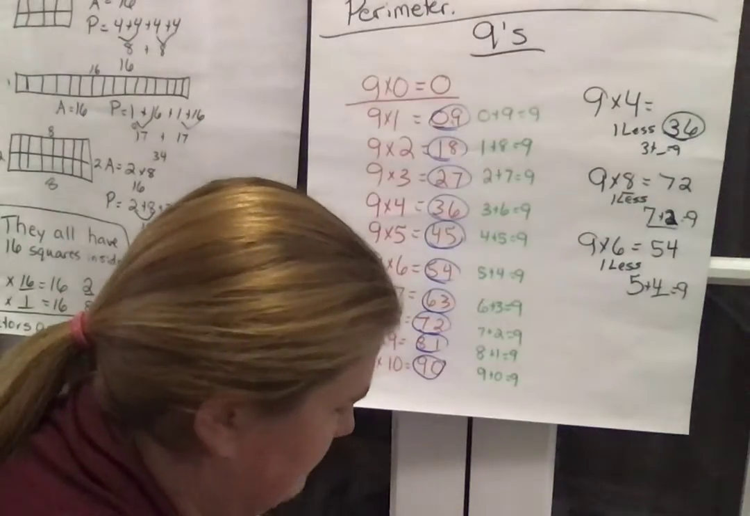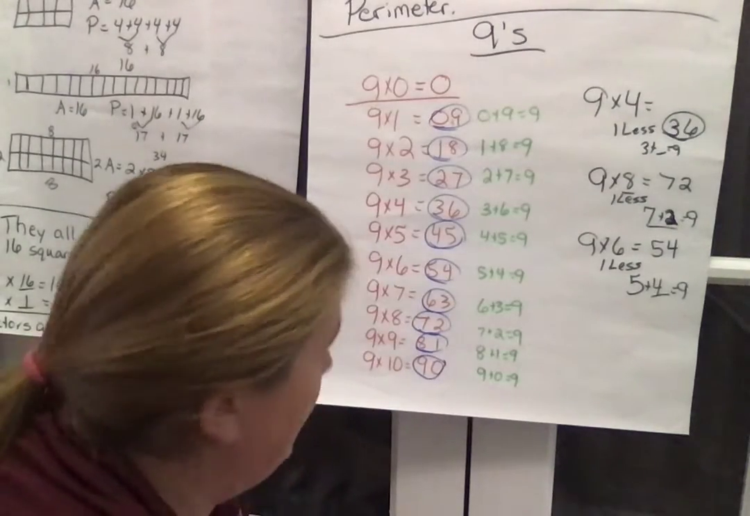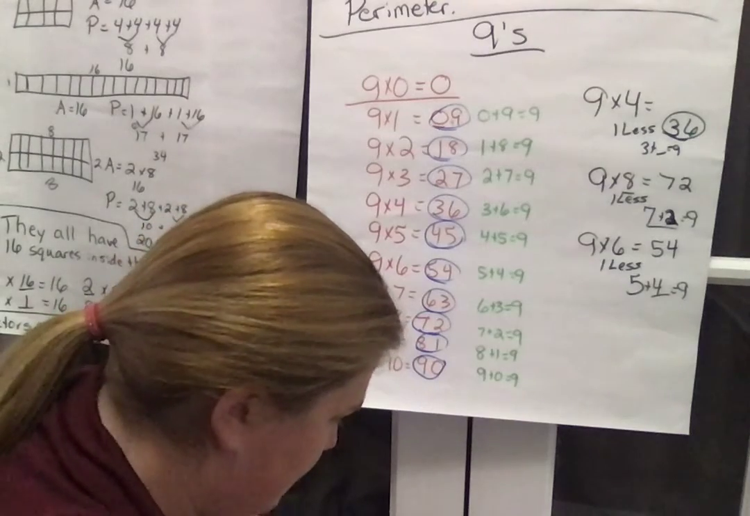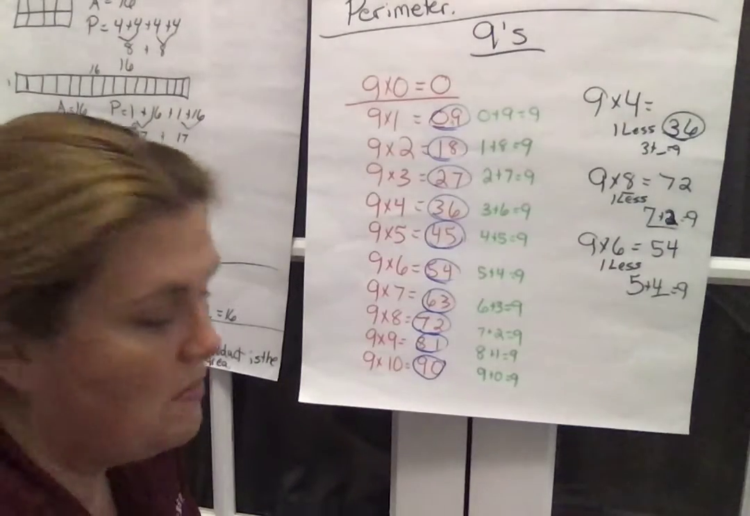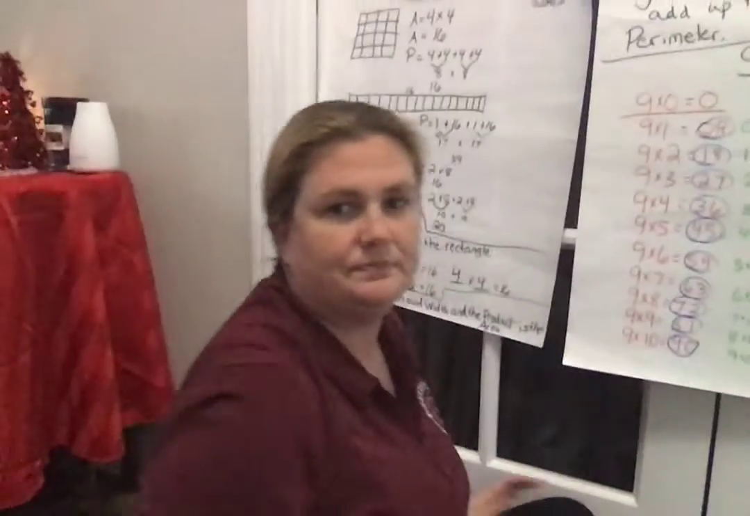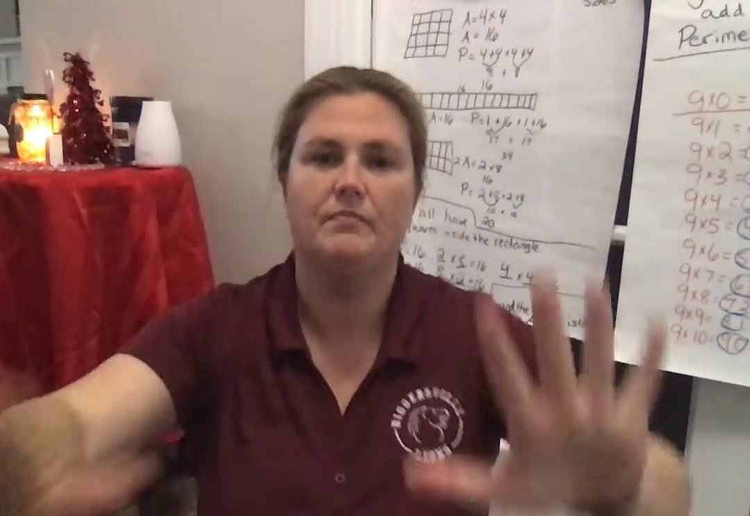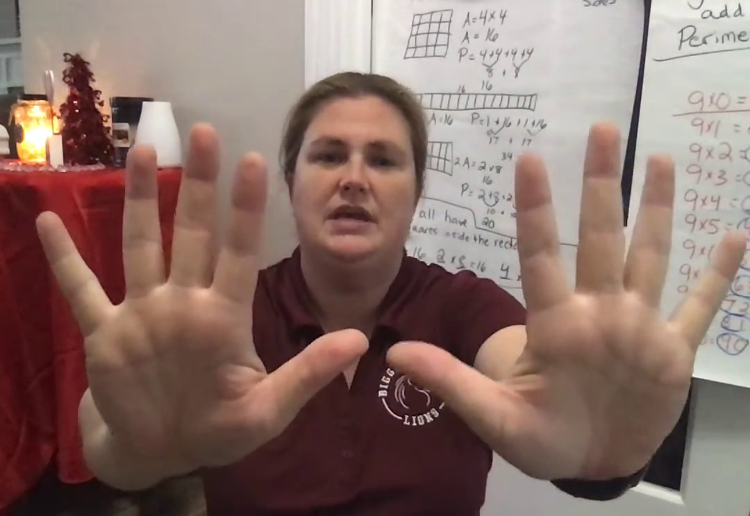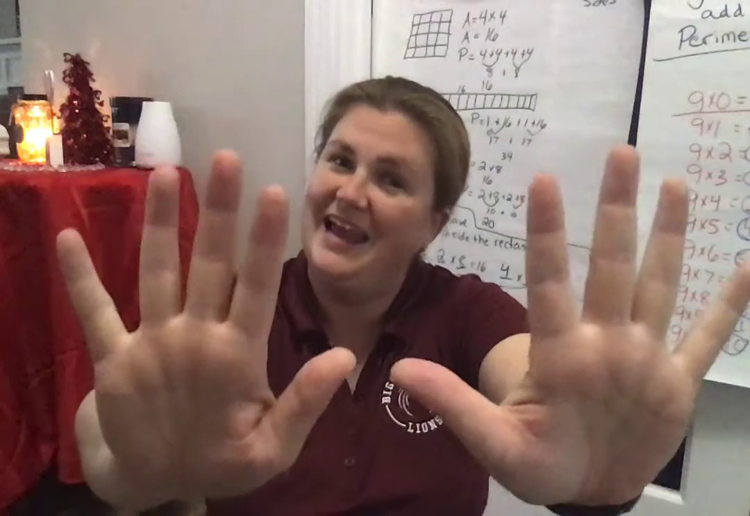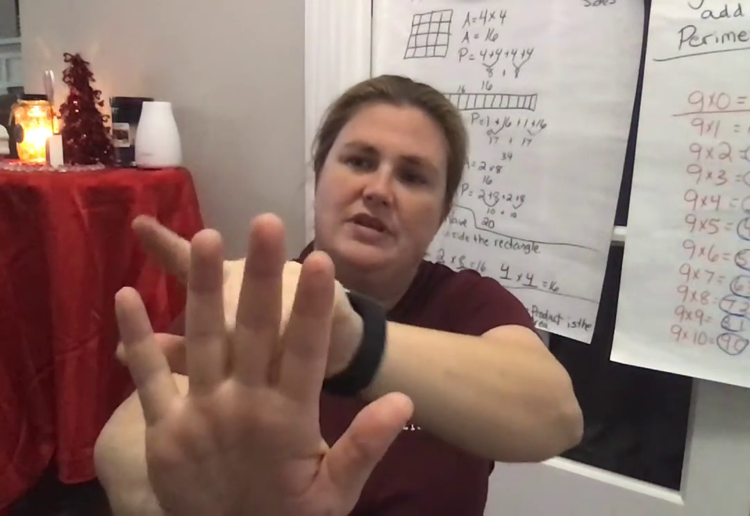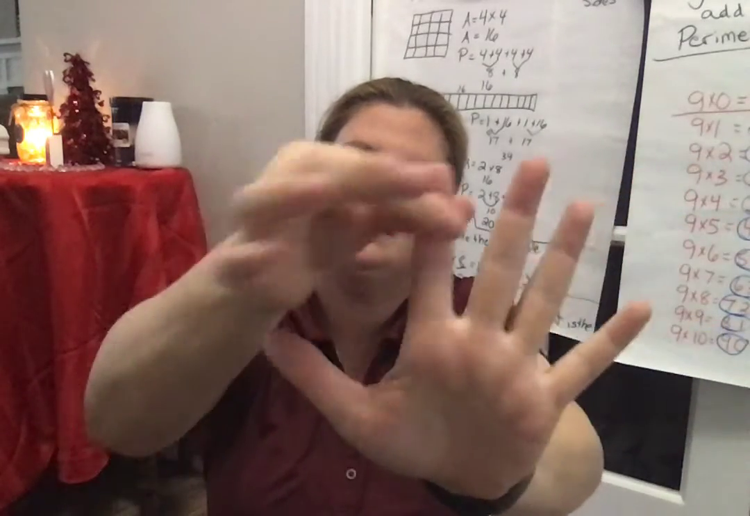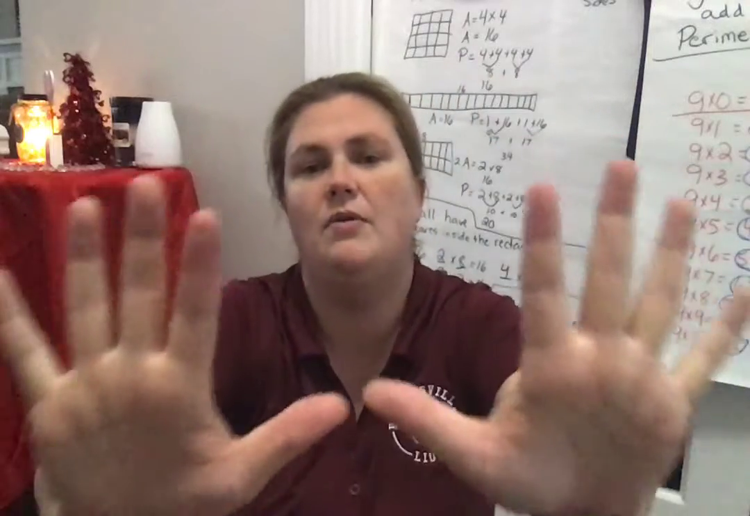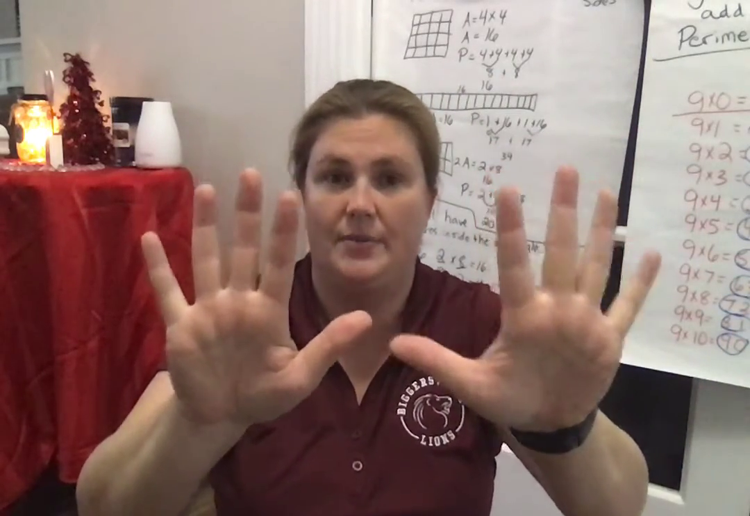That's another little trick. The third and final trick that will help you with your nines is your hands. Now I've had you using your hands all year long, so I'm going to show this to you. If you hold up your hands, you can get your nines answers if you know how to count. So we're going to start over here. So this finger is 1, 2, 3, 4, 5, 6, 7, 8, 9, 10. So I can do all the way from 9 times 1 to 9 times 10 on my hands.